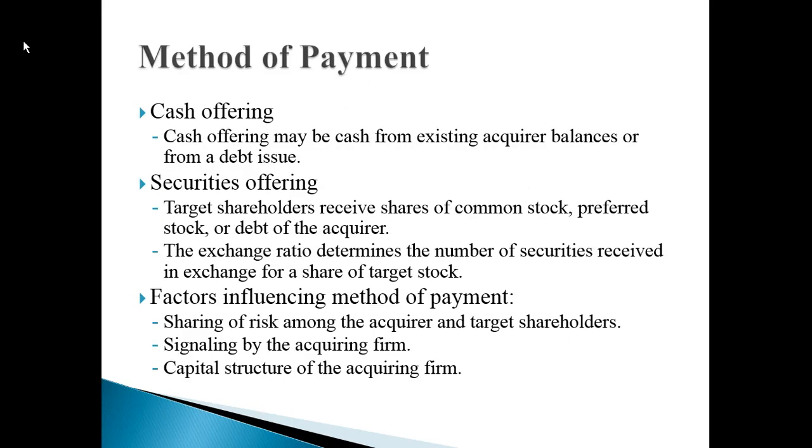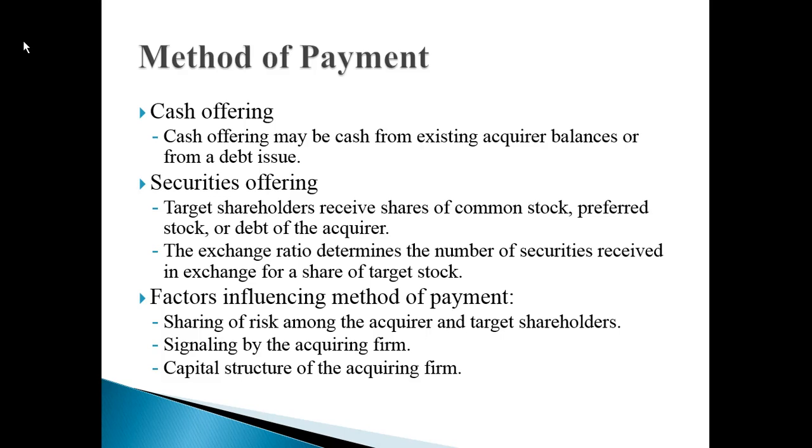And then methods of payment: you can pay through cash. A cash offering may be cash from the acquirer's existing balances or from a debt issue. The acquirer might use cash from their bank, or they might issue debt to fund the cash. And then securities offering: target shareholders receive shares of common stock, preferred stock, or debt of the acquirer. The exchange ratio determines the number of securities received in exchange for a share of target stock.